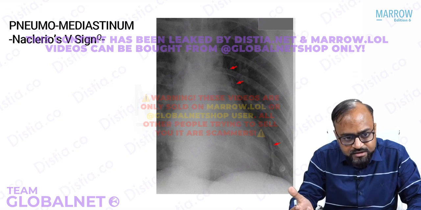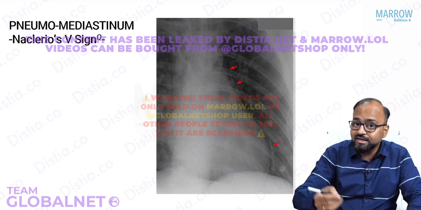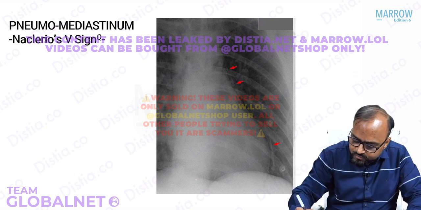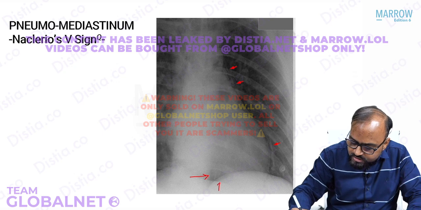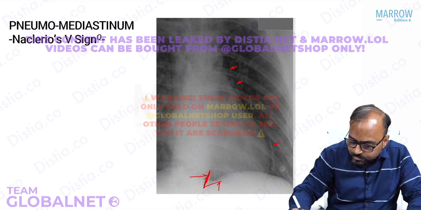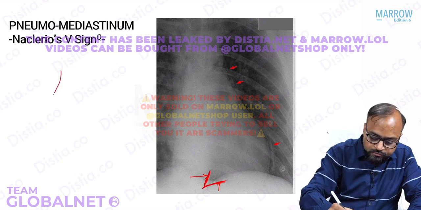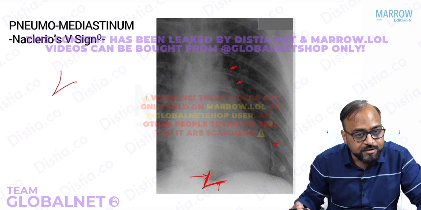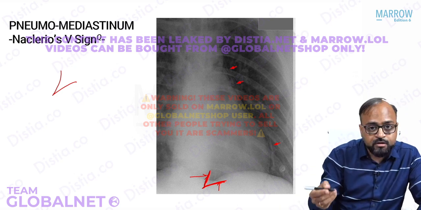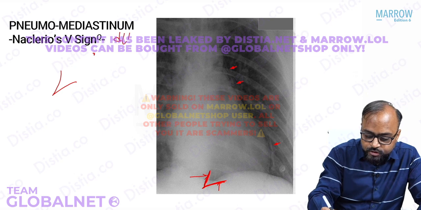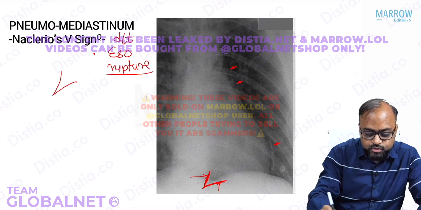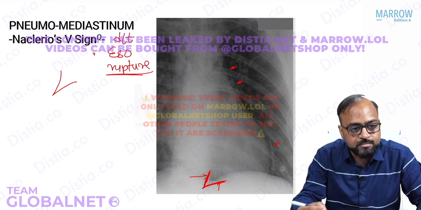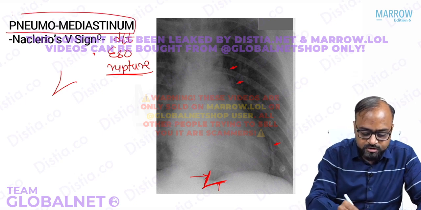Another few signs have been described. One such sign is called Naclerio's V sign. What is Naclerio's V sign? If you see here, there is a V-shaped lucency which is seen because air is lining the lateral margin of descending thoracic aorta and the medialmost margin of the left hemidiaphragm. So this V-shaped lucency is what is called Naclerio's V sign. Naclerio's V sign has been described in pneumomediastinum due to esophageal rupture. Though it has traditionally been described in association with esophageal rupture, it is not specific for esophageal rupture. It can be seen in pneumomediastinum due to any cause.